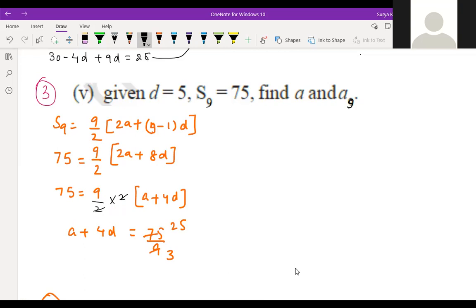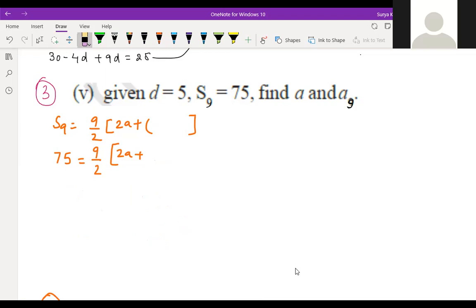Achha, here directly, 1 minute, children. I will just write directly here 40. 1 minute, wait. D I had not seen, D is given over here. So you can write here 2a plus 9 minus 1 into d, d is 5. So you can write here 40. So 75 into 2 divided by 9 is equal to 2a plus 40.